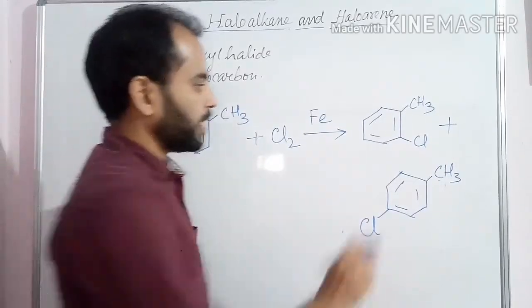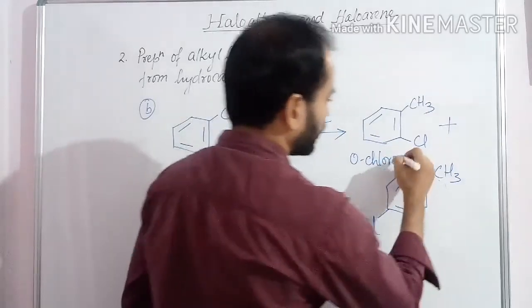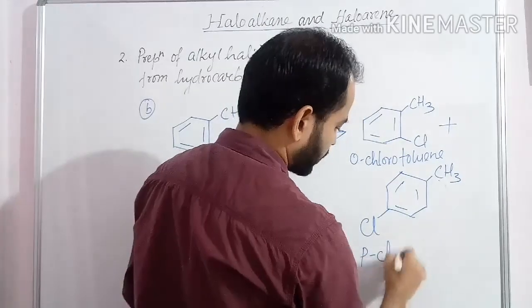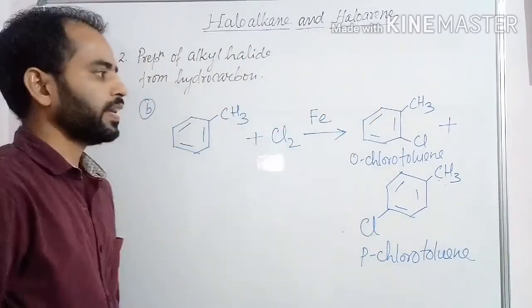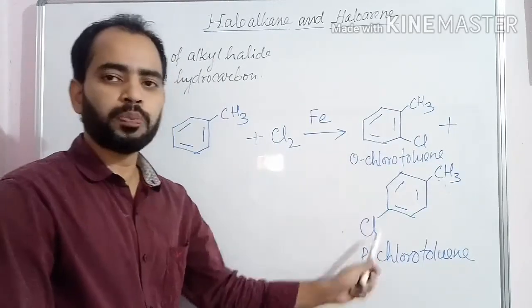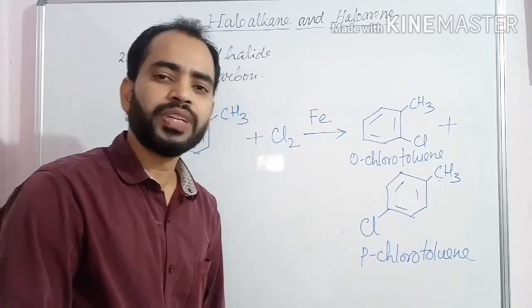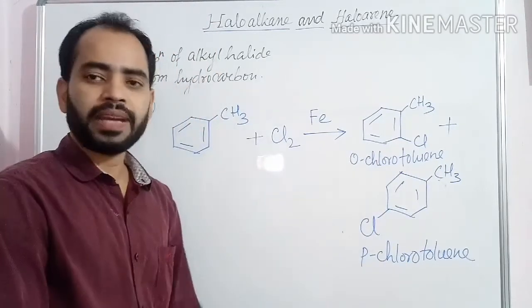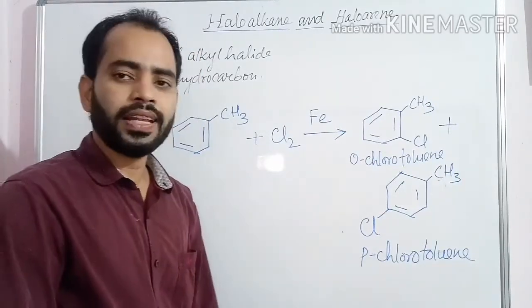Now you see, this is your ortho-chlorotoluene and this is para-chlorotoluene. Since the melting points of these two products are different, there is a large difference between the melting points, so we can easily separate these two products. In this way, by electrophilic substitution, we can get aryl halide.